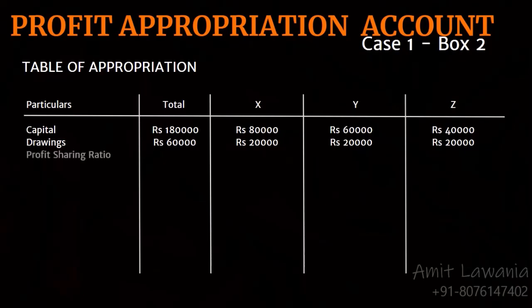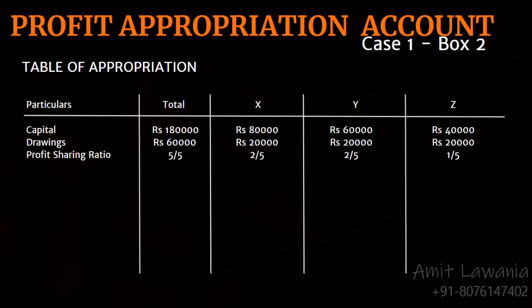Next, we write down the sharing ratio for each partner. This is written as fractions. The ratio was 2:2:1. So fractions become 2/5, 2/5, and 1/5 for each partner. The total of profit sharing ratio should always be 1. If it is not 1, you must have done an error somewhere.